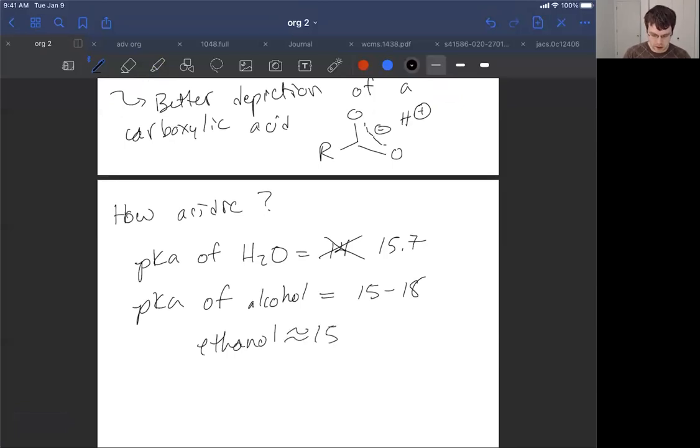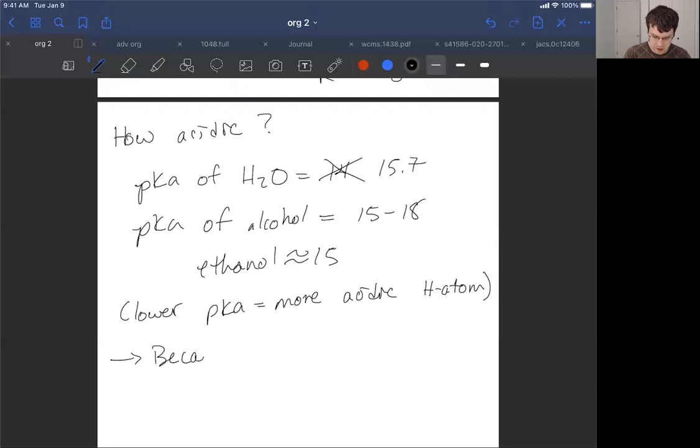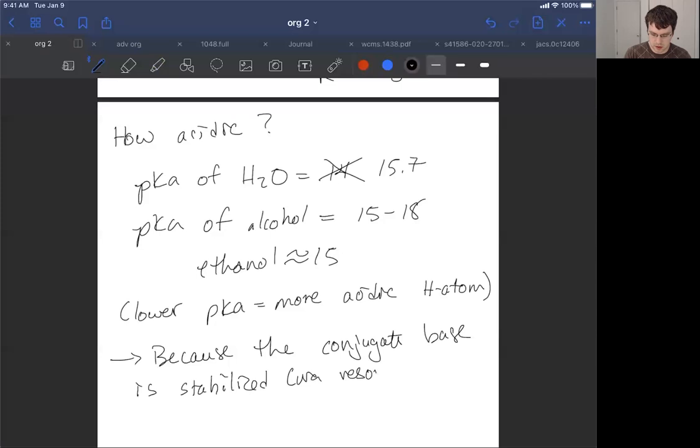Okay, now recall that lower pKa means more acidic, so we would expect the carboxylic acid to be lower than all of these. But the reason why I brought these up, as opposed to looking at acids like HCl, is that all of these things have OH groups. Because the conjugate base is stabilized by resonance, the corresponding acid is more acidic.